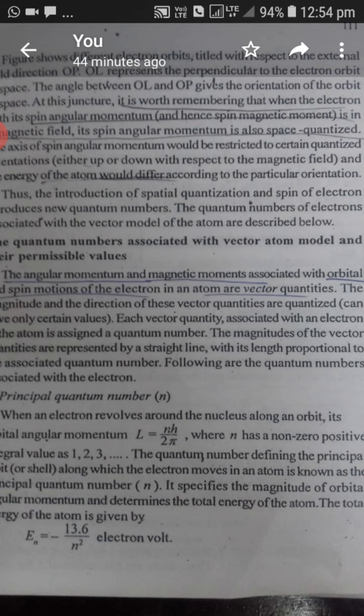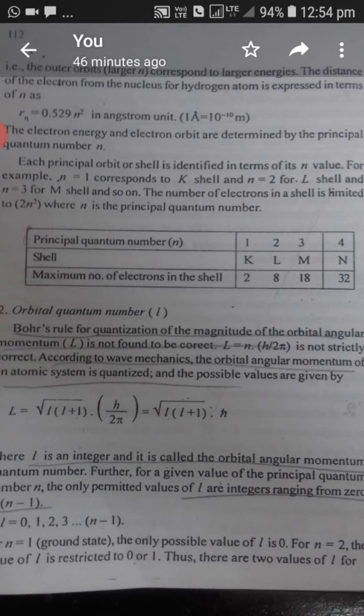That is n equal to 1 means K shell. Therefore 2n square, that is 2 into 1 square, is 2. Therefore the number of electrons in the K shell is 2. Then n equal to 2 means L shell. Therefore 2 into 2 square is equal to 8. Therefore the number of electrons in the L shell is 8. Like that in the M shell it is 18. Then in the N shell it is 32.